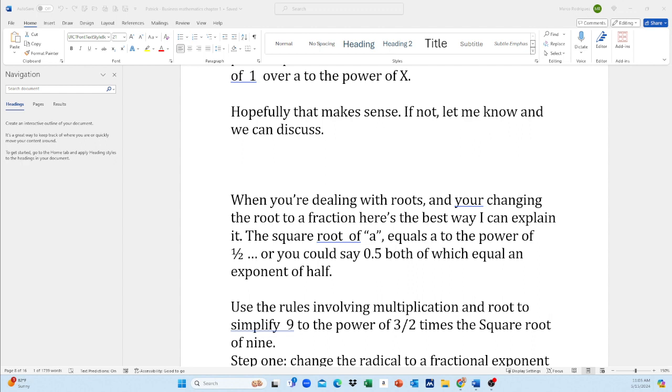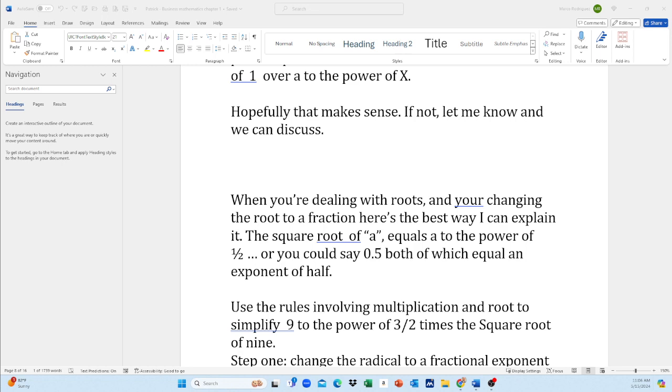When you're dealing with roots and you're changing the root to a fraction, here's the best way I can explain it. The square root of a equals a to the power of 1/2, or you could say 0.5, both of which equal an exponent of half.